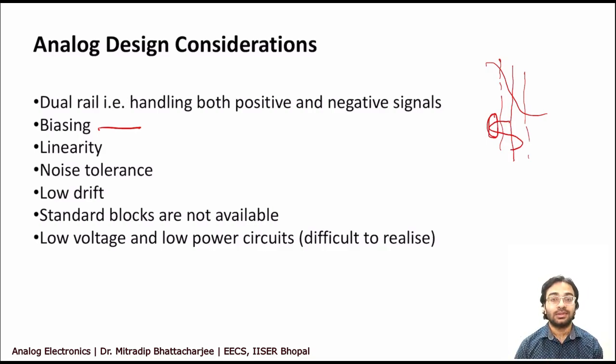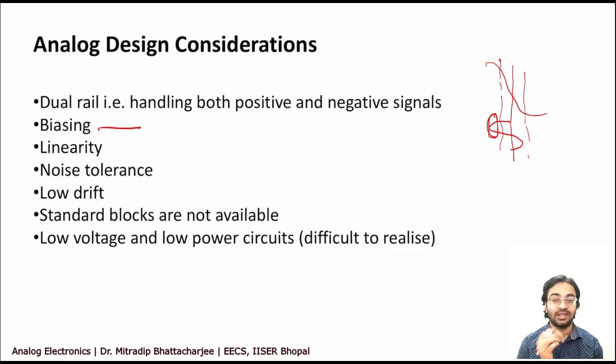Apart from this, biasing also decides how much power is going to be consumed. If you are biasing with a higher current or higher voltage, power dissipation will be higher. However, this may give you some advantage in terms of gain or something, but ultimately you are going to lose power, and power is one of the major parameters nowadays.